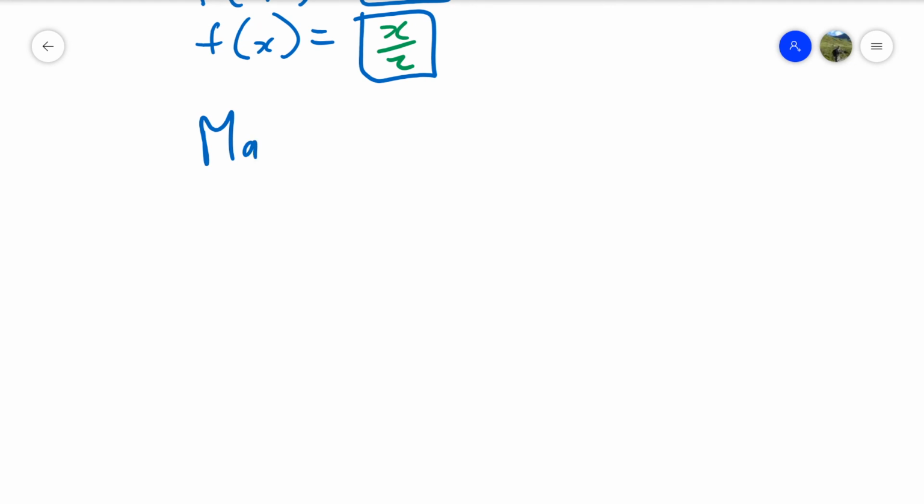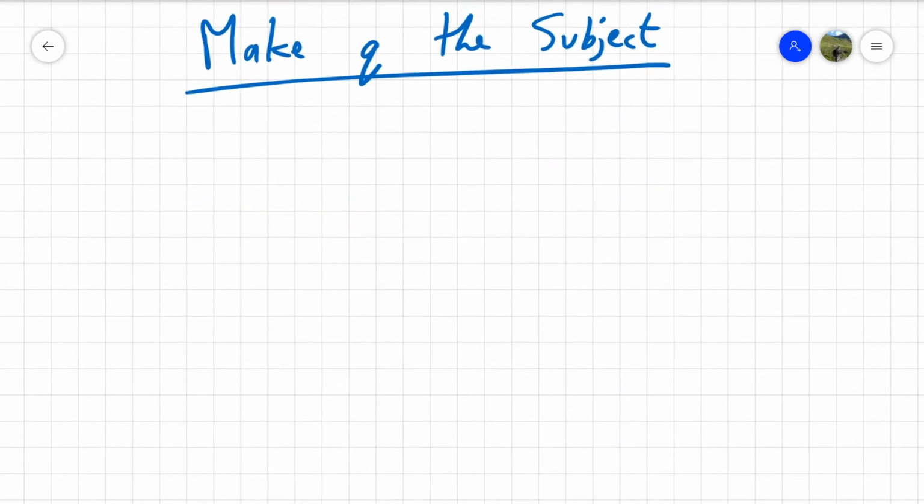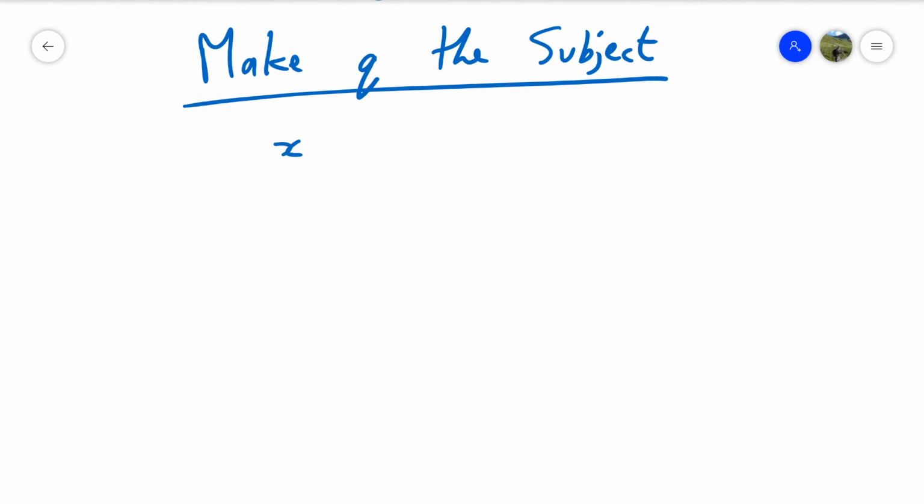Make Q the, what's the next word going to be? Subject. Have a go in your own time. The answer is Q equals x over 5.